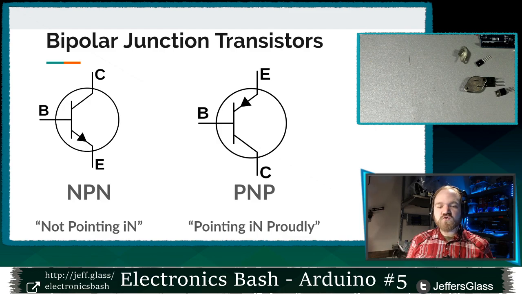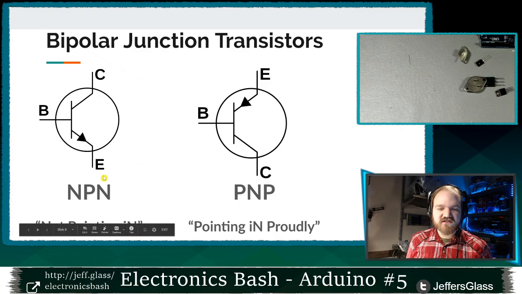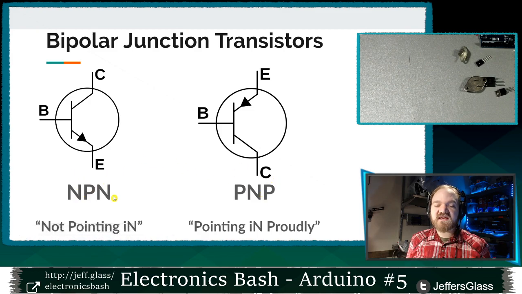There are 2 flavors, 2 species, 2 internal workings of bipolar junction transistors, and we're going to get into how both of them work, but I want to introduce you to the symbols that we use for them in circuit diagrams right off the bat, so that when we're looking at them, you know what you're looking at. These are the 2 symbols for the 2 types of bipolar transistors. They're called NPN and PNP transistors.